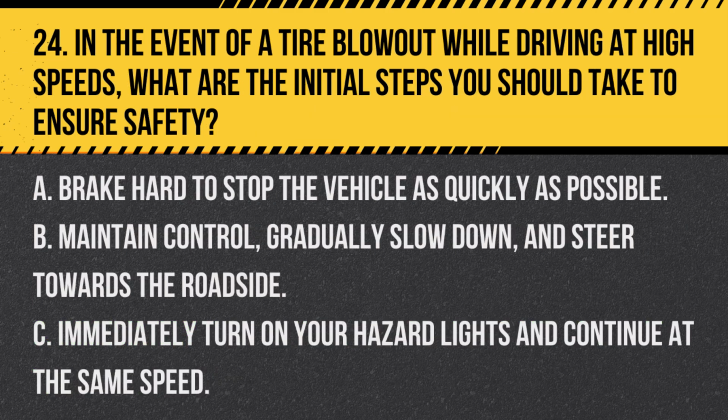Question 24. In the event of a tire blowout while driving at high speeds, what are the initial steps you should take to ensure safety? A. Brake hard to stop the vehicle as quickly as possible. B. Maintain control, gradually slow down, and steer towards the roadside. C. Immediately turn on your hazard lights and continue at the same speed. Answer. B. Maintain control, gradually slow down, and steer towards the roadside. Sudden braking can cause loss of control, especially during a blowout.